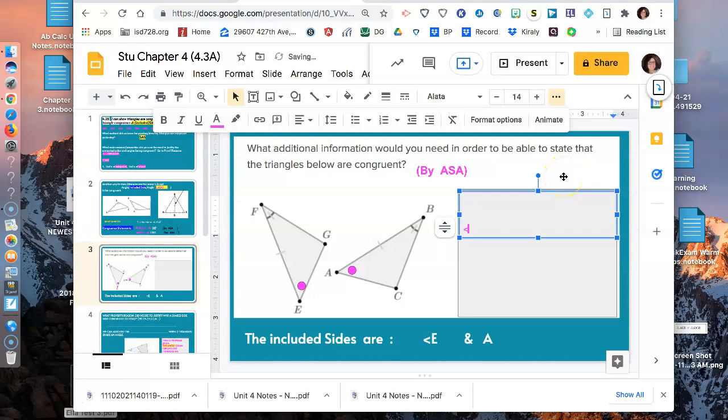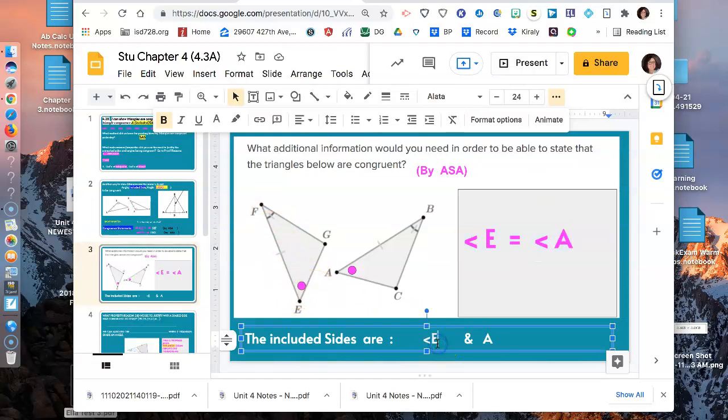But we would need angle E to be congruent to angle A. It's kind of small. Let's pump it up. There we go. Then we could go angle, side smash between them, angle. So angle, side, angle.